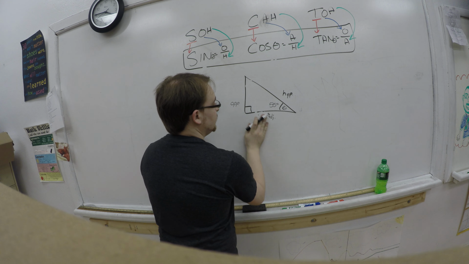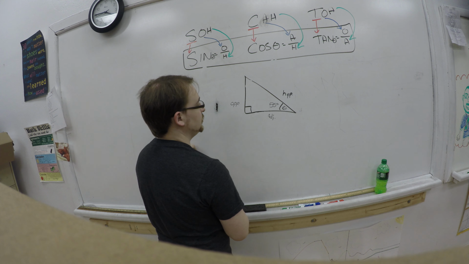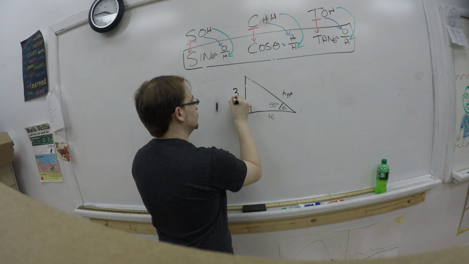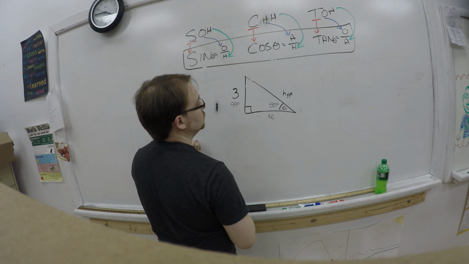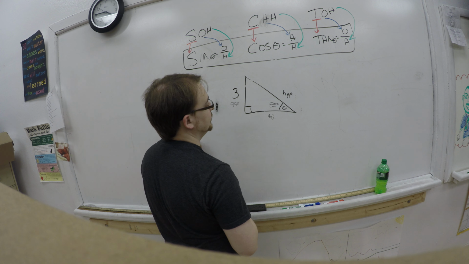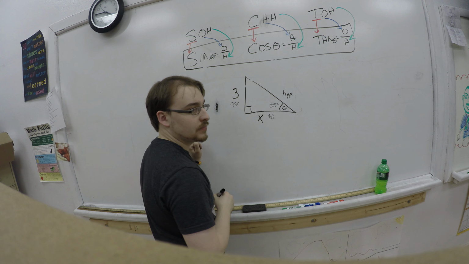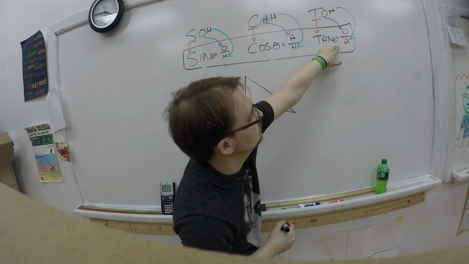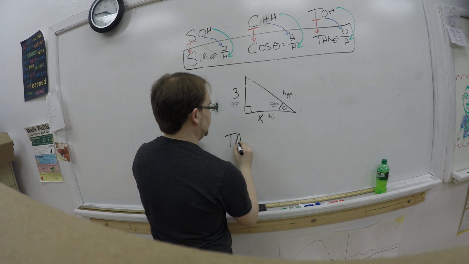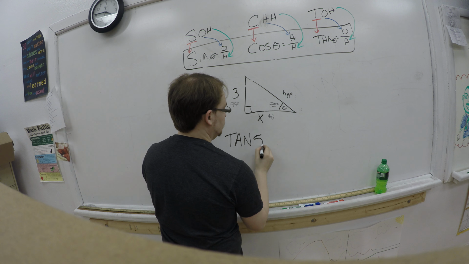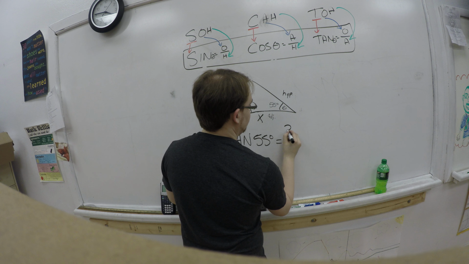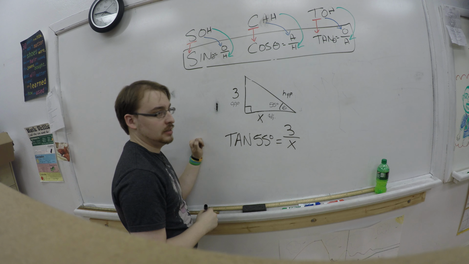What if I did this? I gave you this triangle, and I gave you this side. And I want you to find this side. Which one has opposite and adjacent in it? Tangent. So the tangent of, what's our angle? 55 equals opposite, which is 3, over adjacent, which is x. A little more complicated.